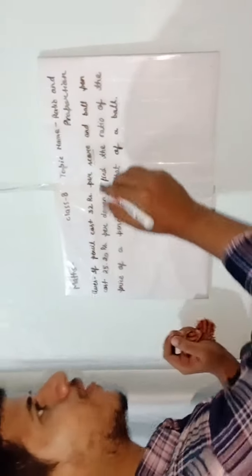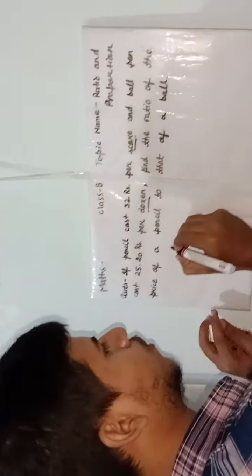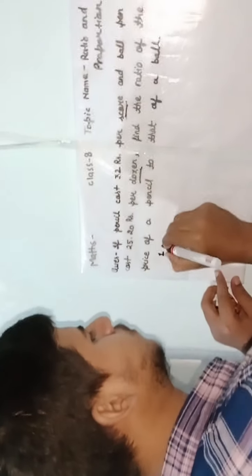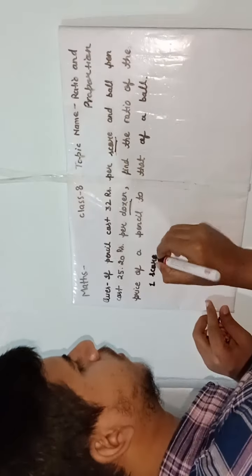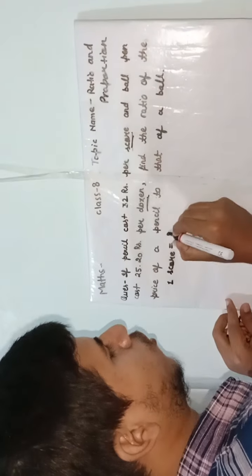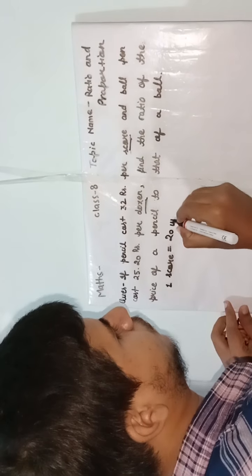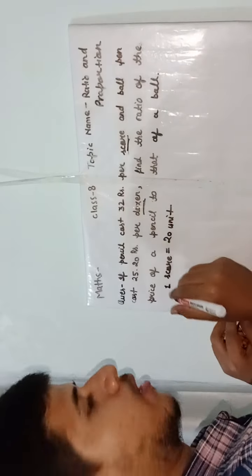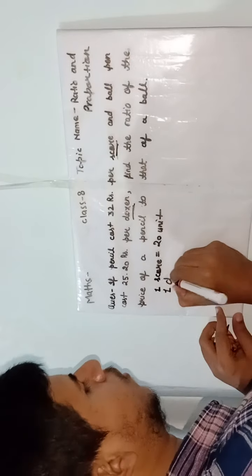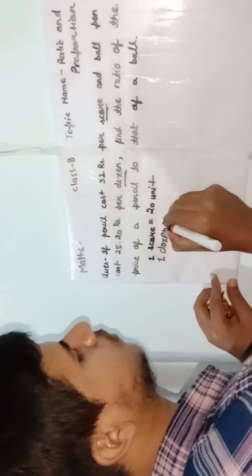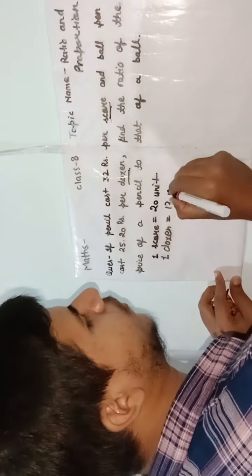So firstly, we need to know what is a score and what is a dozen. One score equals 20 units, and 1 dozen equals 12 units.